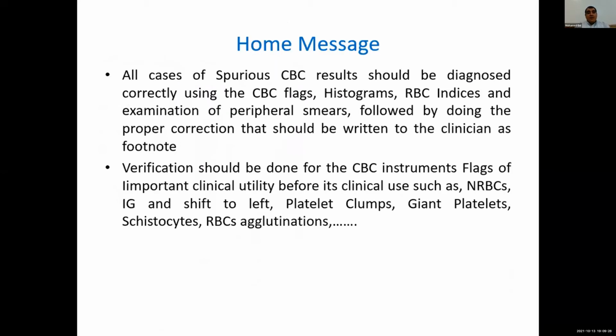Finally, we come to the important take-home message. The first is to tell you that all cases of spurious CBC results should be diagnosed correctly using the CBC flags in association with the histograms, CBC indices, and most importantly, examination of the peripheral smear, followed by doing the proper correction that should be written to the clinician as a footnote with the CBC results.